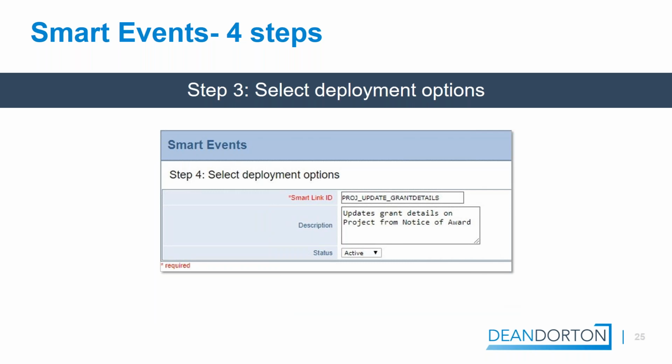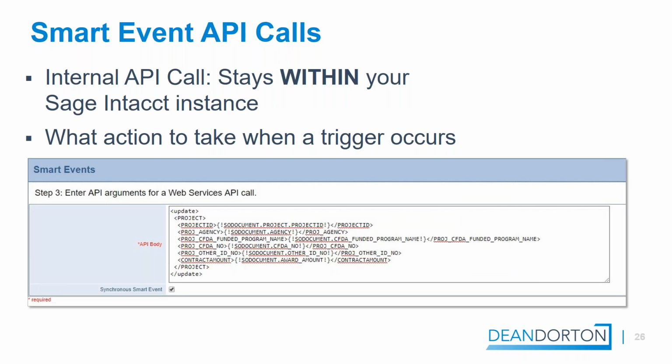Next section, select deployment options. I'm not sure, this got a little bit out of order, it looks like, but this is actually the last part of it. So your last step is selecting deployment options, and it looks very much the same as a smart rule does, where you give it a unique ID and give a description. Backpedaling a little bit, sorry, the slides are a bit out of order.